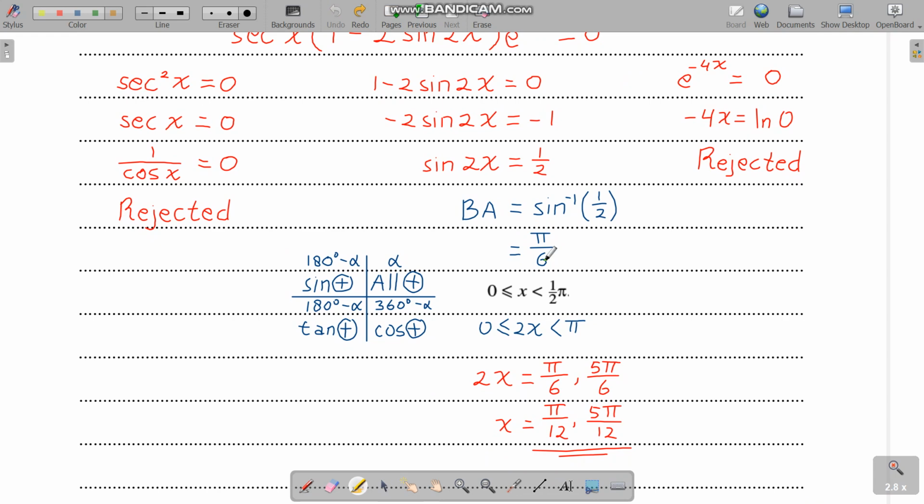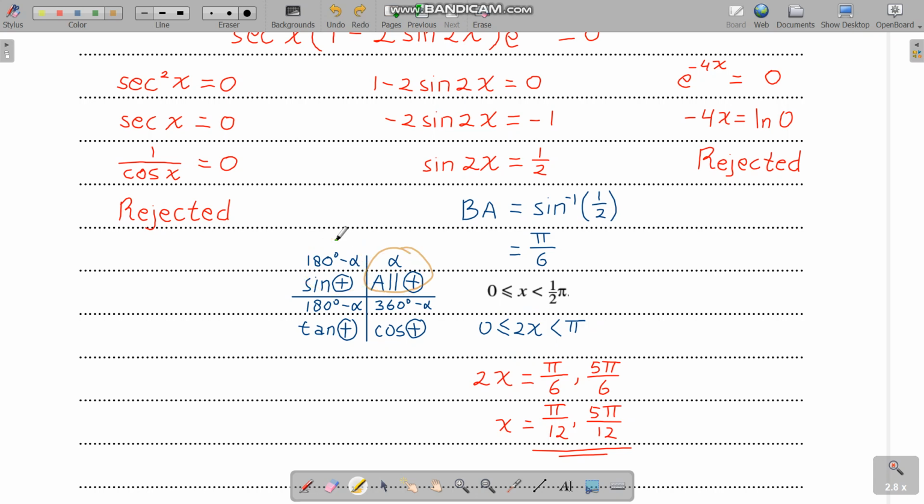Since we have this domain in the question, and since the value of sine is positive, we can only use the first quadrant or the second quadrant. But since this is the domain for x and the angle we are dealing with is 2x, this is important. We have to modify the domain. If you multiply everything by 2, this is what we get. This is the domain we use. So we can use the first quadrant or the second quadrant.